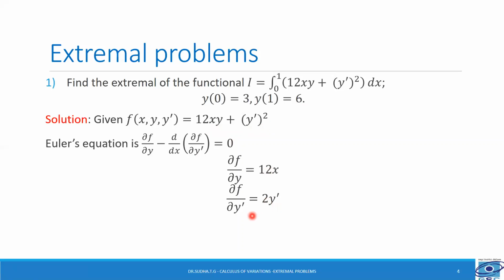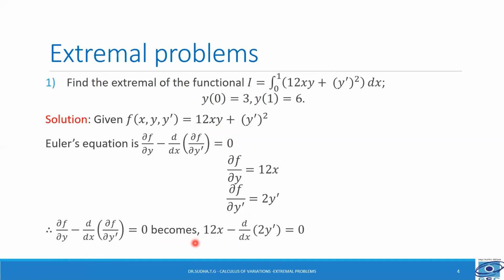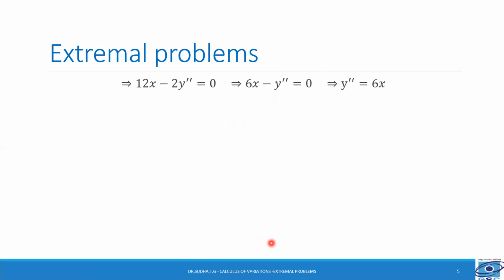So after obtaining the partial derivatives, now let us substitute in the Euler's equation. So ∂f/∂y is 12x minus d/dx of ∂f/∂y', that is 2y', equal to 0. Now you differentiate this 2y' with respect to x. y' is dy/dx. So you are differentiating y' once again with respect to x. So you need to get y''. So you get 12x − 2y'' = 0.